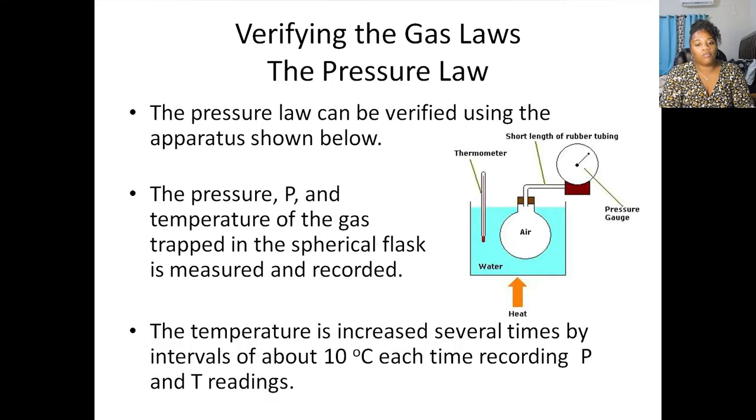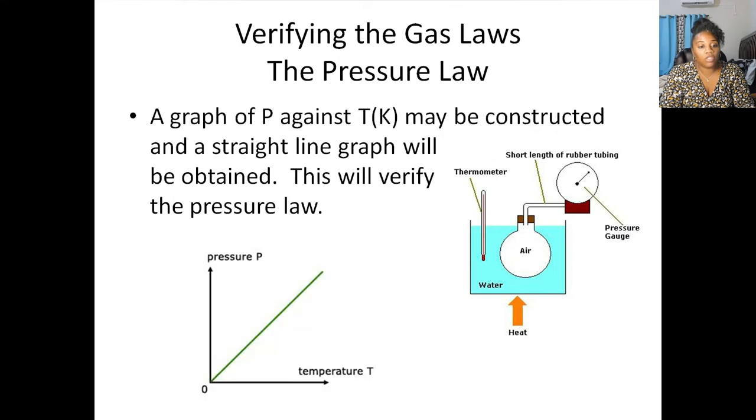The pressure law can be verified using the following apparatus. The pressure P and the temperature of the gas trapped in the spherical flask is measured and recorded. The temperature is increased several times by intervals of about 10 degrees Celsius, each time recording P and T readings. From this, you should get a graph of pressure against temperature, and a straight line graph will be obtained. This will verify the pressure law.